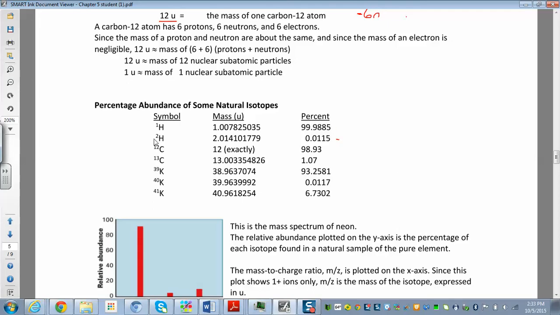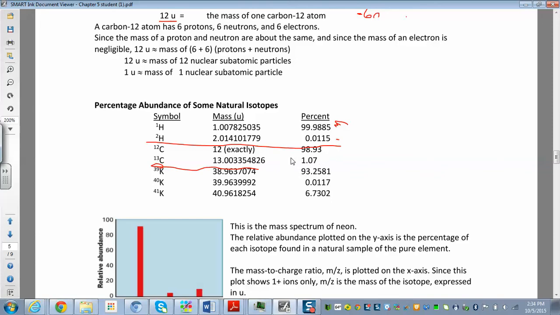So what we want to do is look at, if I just had a sample of hydrogen, what would the average mass of the sample be? Since 99.9% of it looks like hydrogen 1, and only that much looks like hydrogen 2, when we calculate the average mass of it, it's going to look closer to 1 than to the other. The same thing happens with carbon. Here you can see there are 2 isotopes of carbon that are common. 98.9% of it looks like carbon-12, and then a little bit looks like carbon-13.